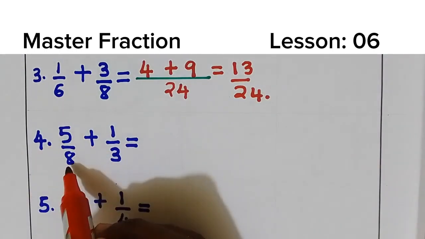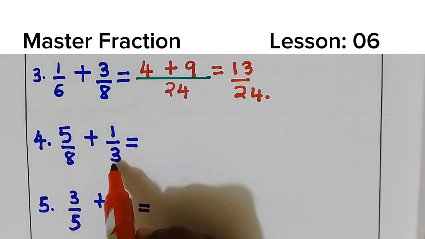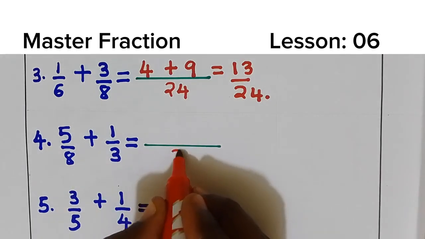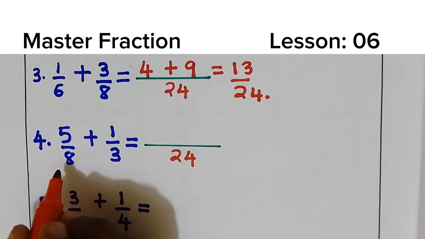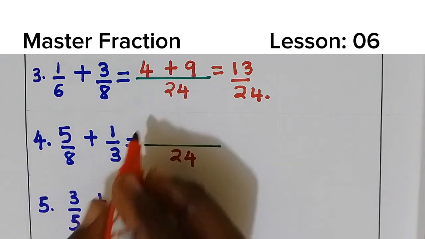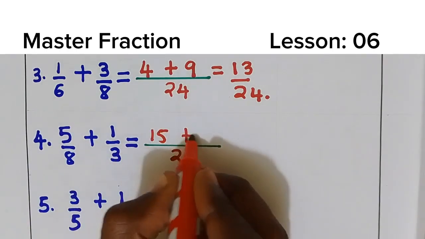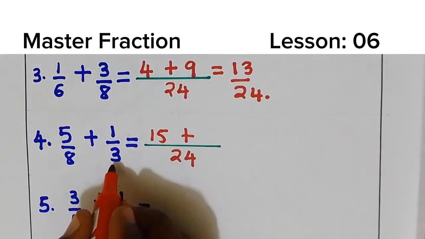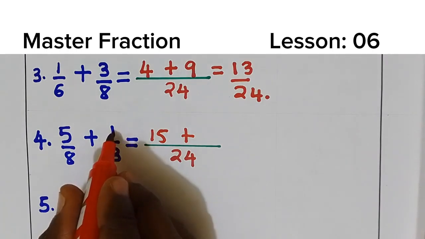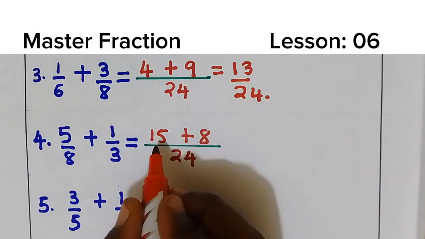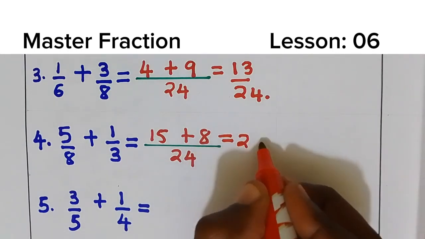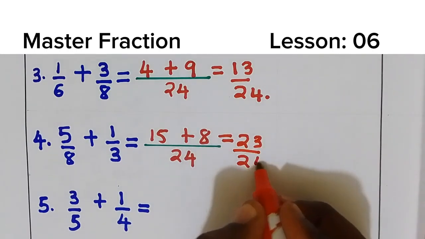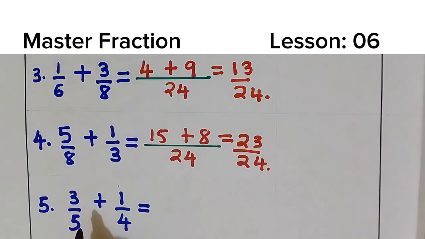We have 5 over 8 plus 1 over 3. We will find the LCM of 8 and 3. The LCM is equal to 24. 24 divided by 8 is 3. 3 times 5 is 15. Plus 24 divided by 3 is 8. 8 times 1, we get 8. 15 plus 8, we are going to get 23 over 24. Let's do question number 5.